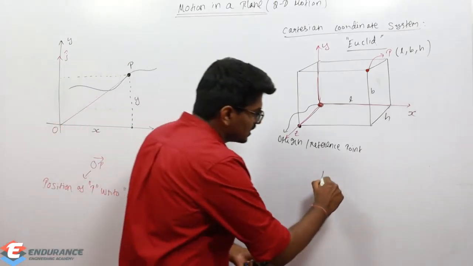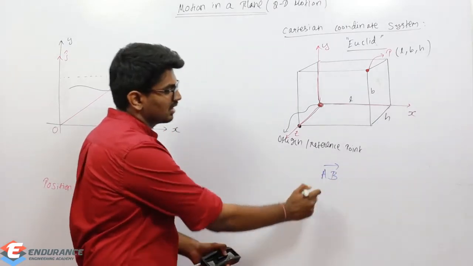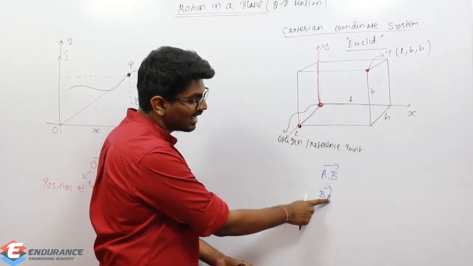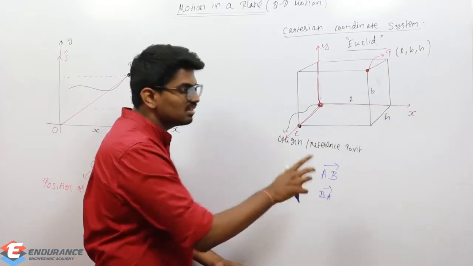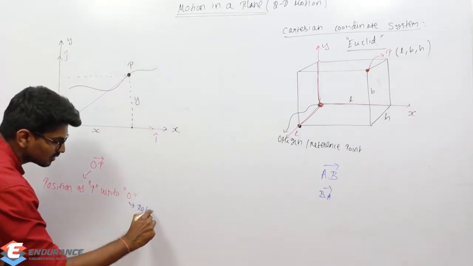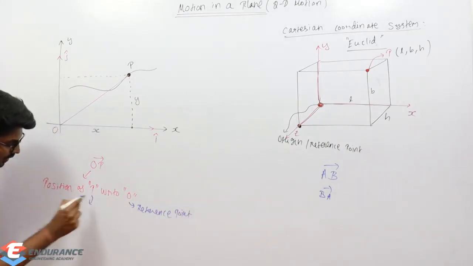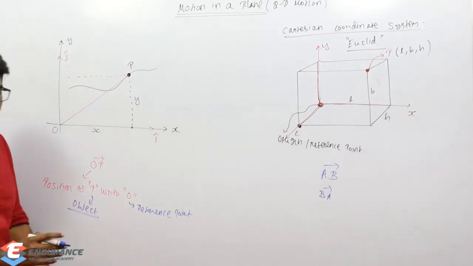Suppose it is the AB vector, what is it indicating? The position of B with respect to A. If it is the BA vector, it is the position of A with respect to B, which means A will be the object where I need to find out the position, and B will be the reference point. In this case, this is our reference point, and this is going to be our object for which I need to find out the position.